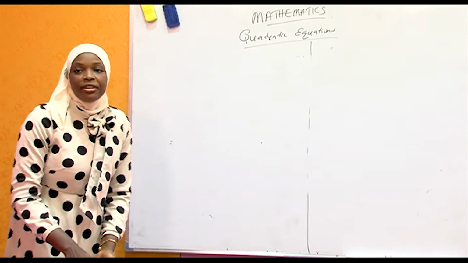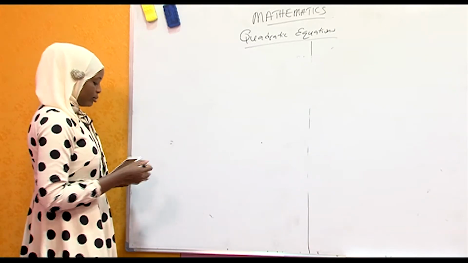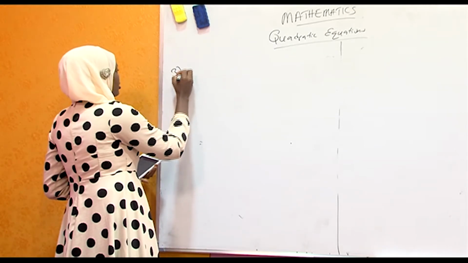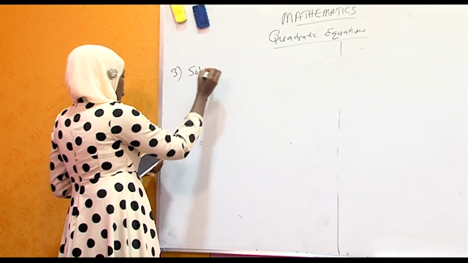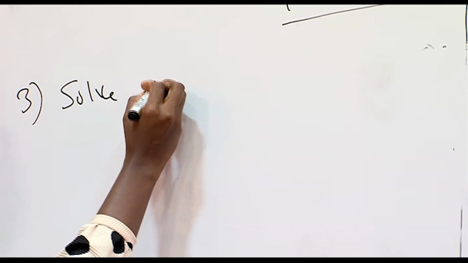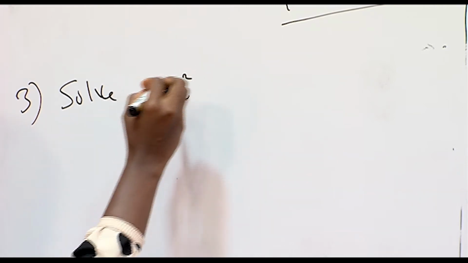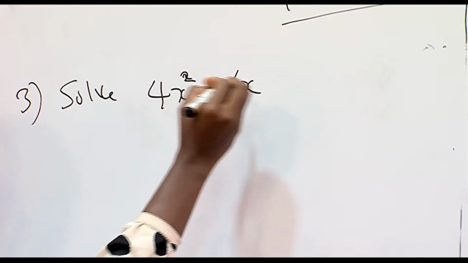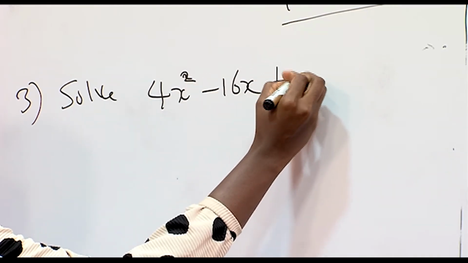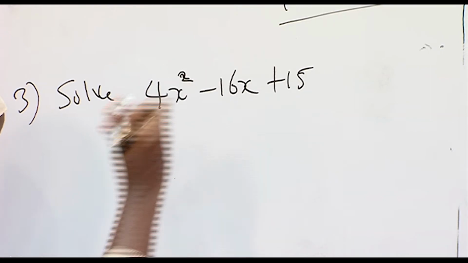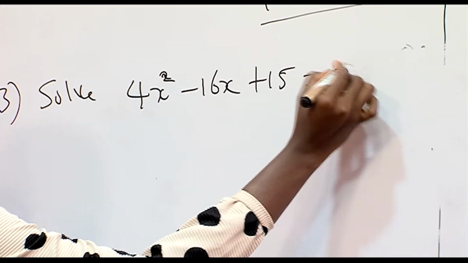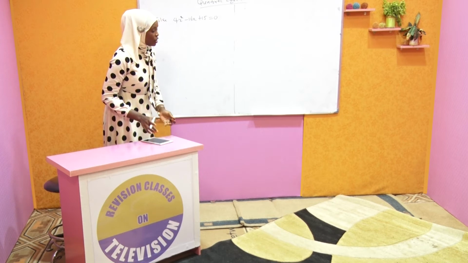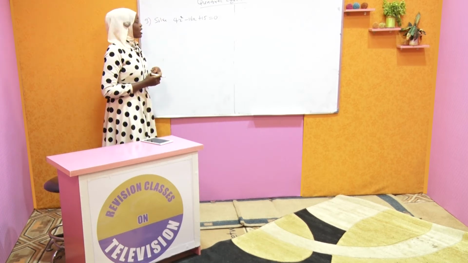So question number 3. Solve. Question number 3. Solve 4x squared minus 16x plus 15 equals 0. If you look at this question, it's also a quadratic equation, but they just asked us to solve.